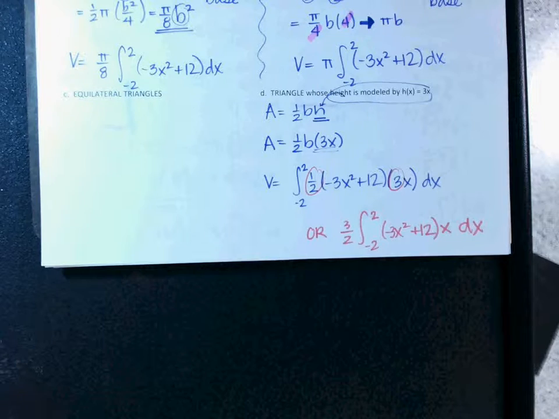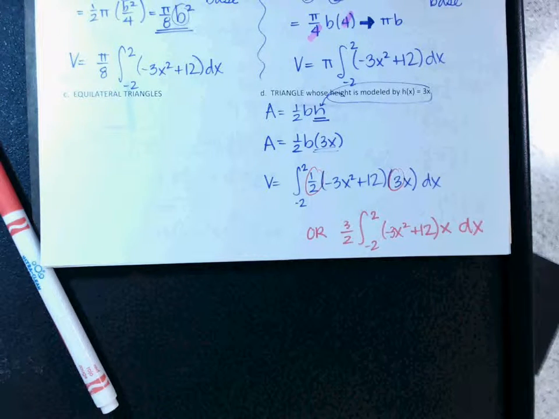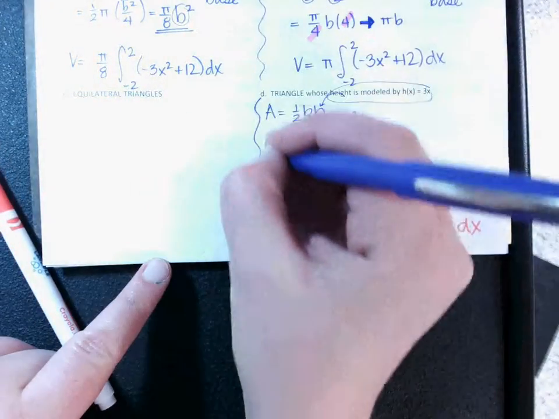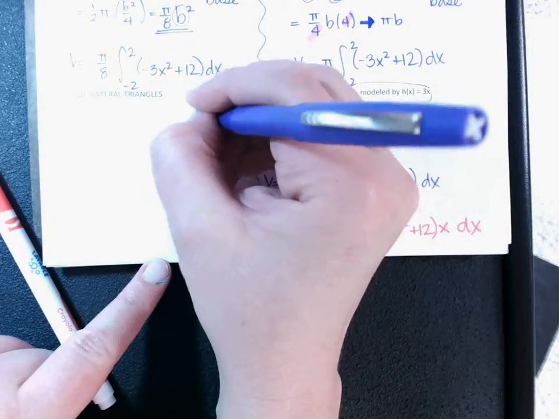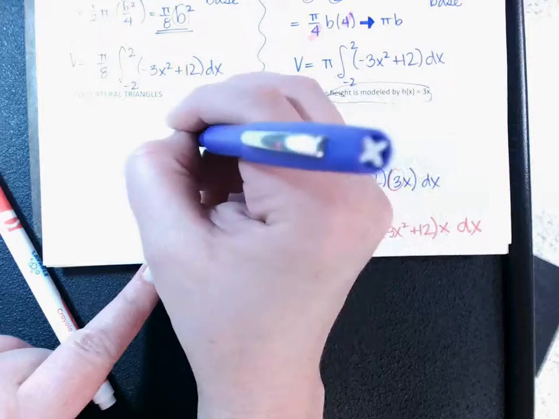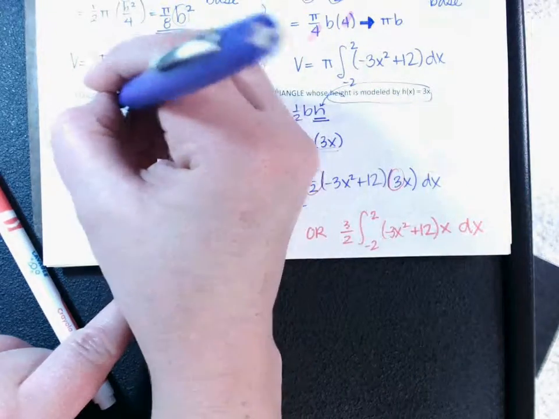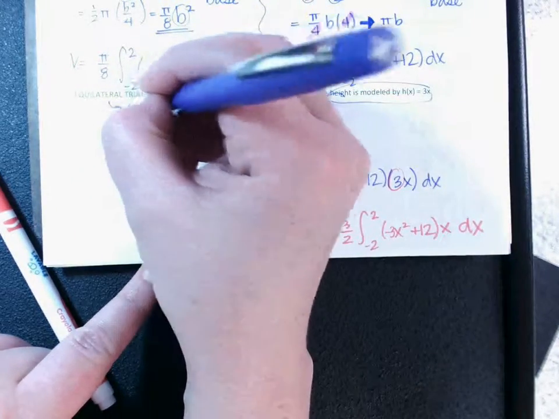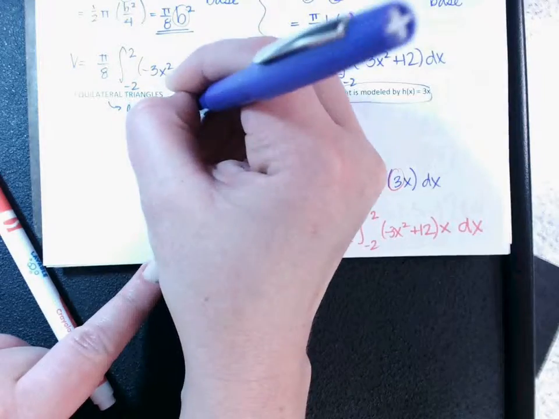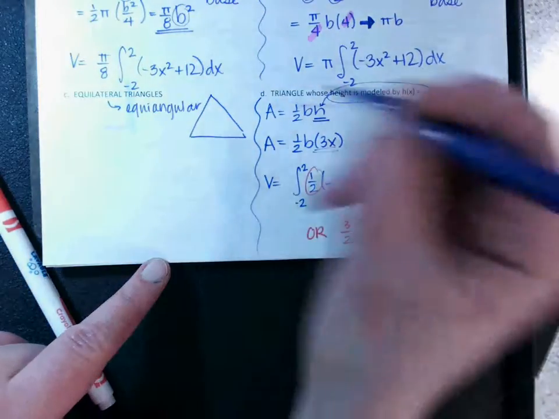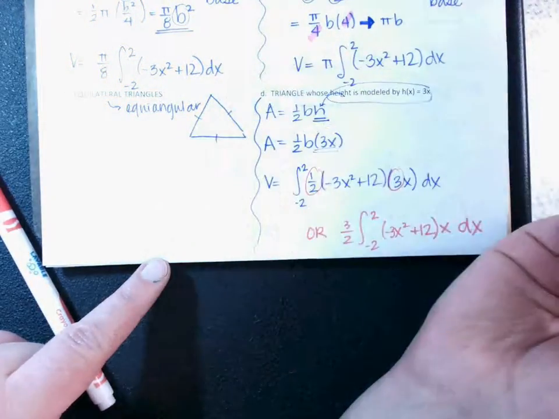Okay? All right, last one, part C. I want an equilateral triangle. Remember that an equilateral triangle is also equiangular. So if the sides are the same, then all of the angles are the same.